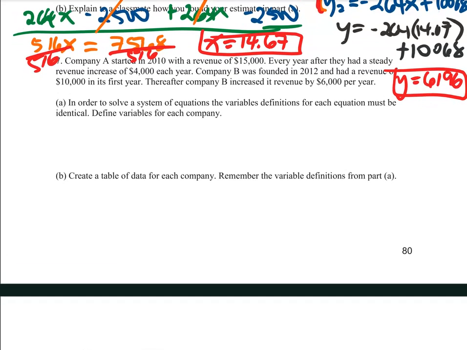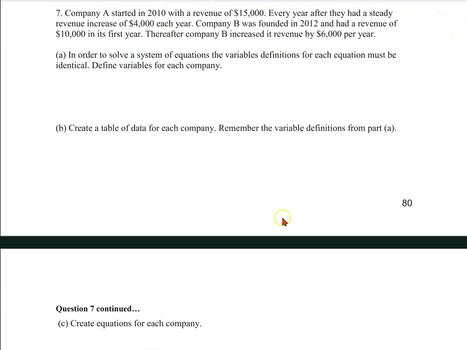Next. Number 7. Company A started in 2010 with a revenue of 15,000. Every year after, they had a steady revenue increase of 4,000 each year. Company B was founded in 2012 and had a revenue of 10,000 in its first year. Thereafter, Company B increased its revenue by 6,000 per year.